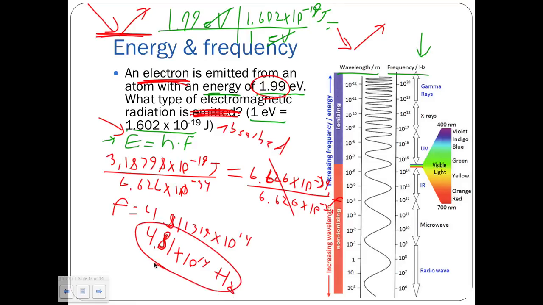Now the question was, what type of electromagnetic radiation? So 4.81 times 10 to the 14th, and so that's a frequency. So we're going to look over on the frequency side. Looking down, 10 to the 14th is right here. We're bigger than 10 to the 14th because it's almost 5 times 10 to the 14th. So that's going to be about halfway up to 10 to the 15th. So we're really talking about somewhere right in here. But that's sort of borderline, isn't it?